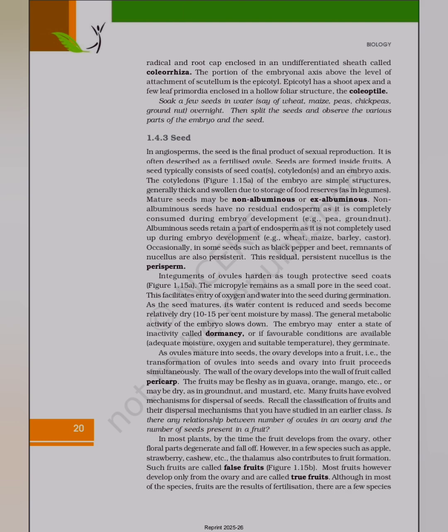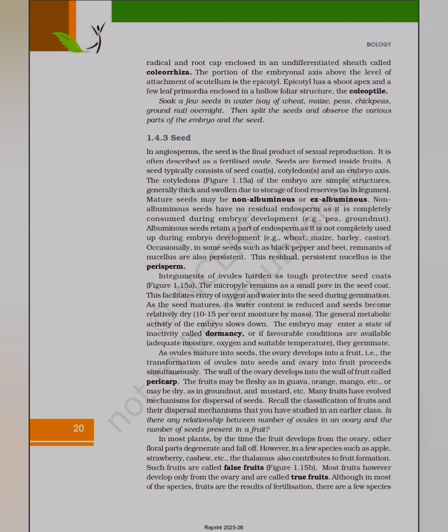As the seed matures, its water content is reduced and the seed becomes relatively dry, 10 to 15% moisture by mass. The general metabolic activity of the embryo slows down. The embryo may enter a state of inactivity called dormancy, or if favorable conditions are available, adequate moisture, oxygen, and suitable temperature, they germinate. As ovules mature into seeds, the ovary develops into a fruit, that is, the transformation of ovules into seeds and ovary into fruit proceeds simultaneously.